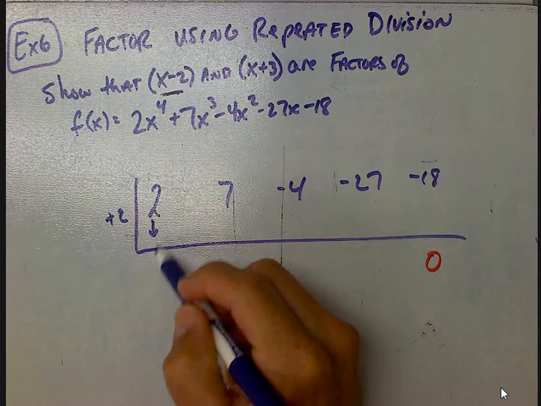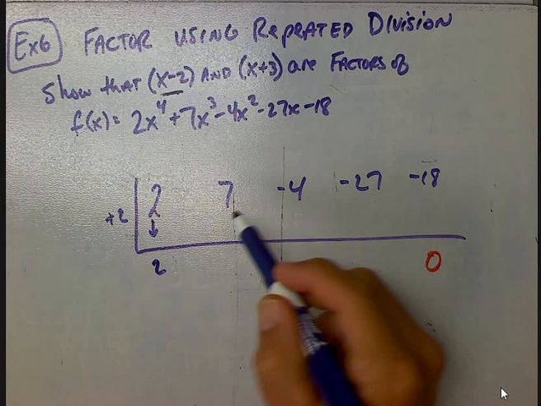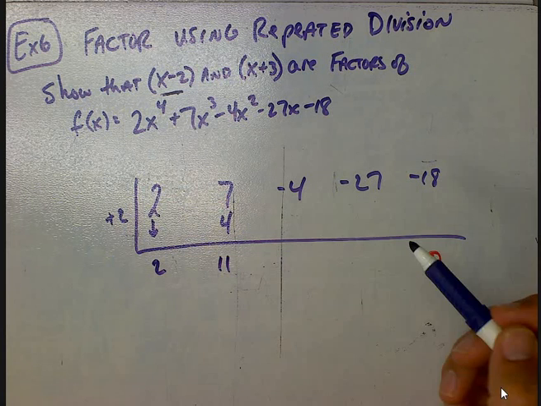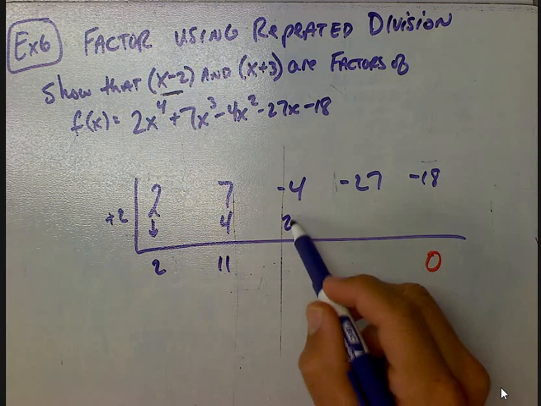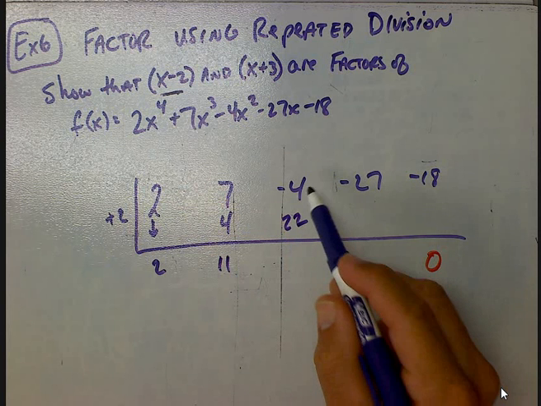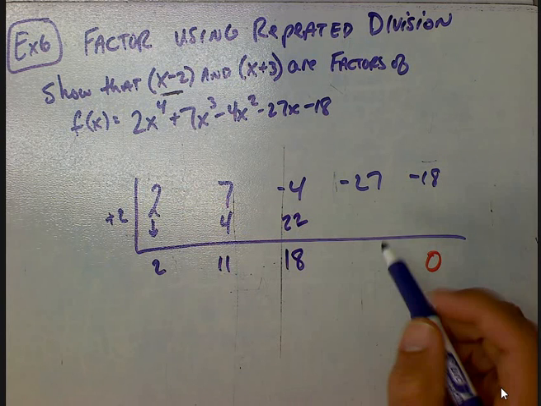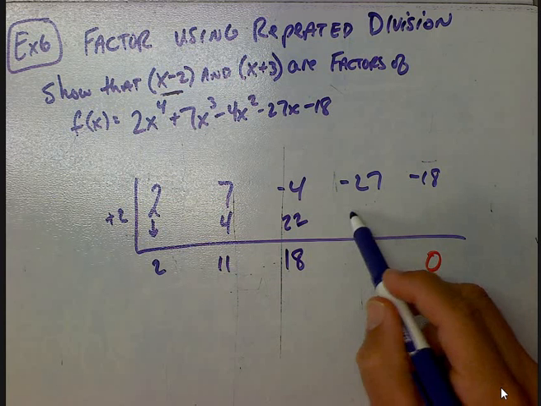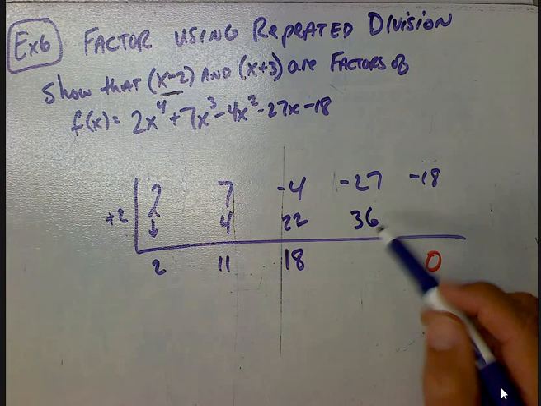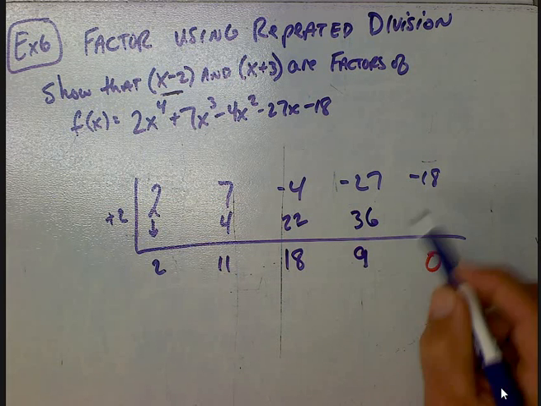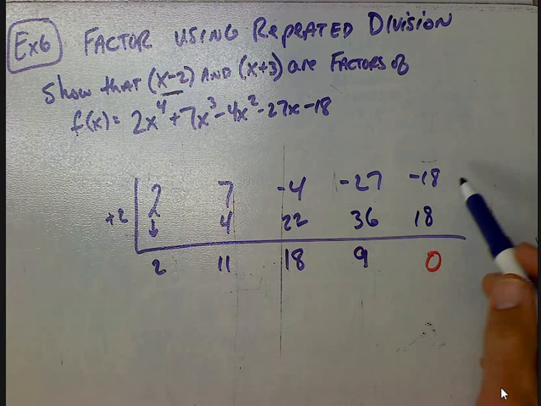Drop the 2. 2 times 2 is 4. 7 plus 4 is 11. 2 times 11 is 22. Negative 4 plus 22 is 18. 2 times 18 is 36. Negative 27 plus 36 is 9. 2 times 9 is 18. Negative 18 and 18 is 0, which is good.